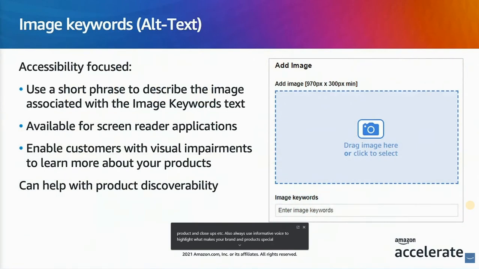Image keywords are important to include in each image that you add into A+ content. It's accessibility focused for customers with sight impairments who use screen reading technology to browse in the Amazon store. The text is not displayed on the detail page, but is in the code of the detail page behind the scenes. And also, there's a secondary benefit that image keywords can help with discoverability.